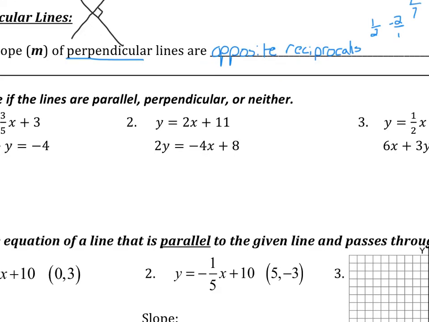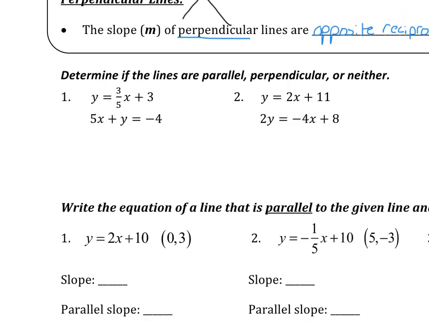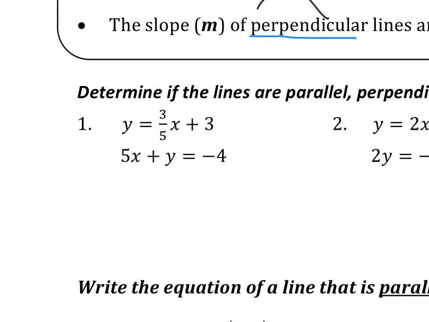Okay, so let's take a look at some of these equations, which for numbers 1 through 3, what you're trying to do is determine if the lines are parallel, perpendicular, or if they're neither of those two, then maybe they are neither. Now looking at number 1, look at your first equation where it says y equals 3 over 5x plus 3, and right away you can tell what the slope is. You can tell the slope is 3/5.